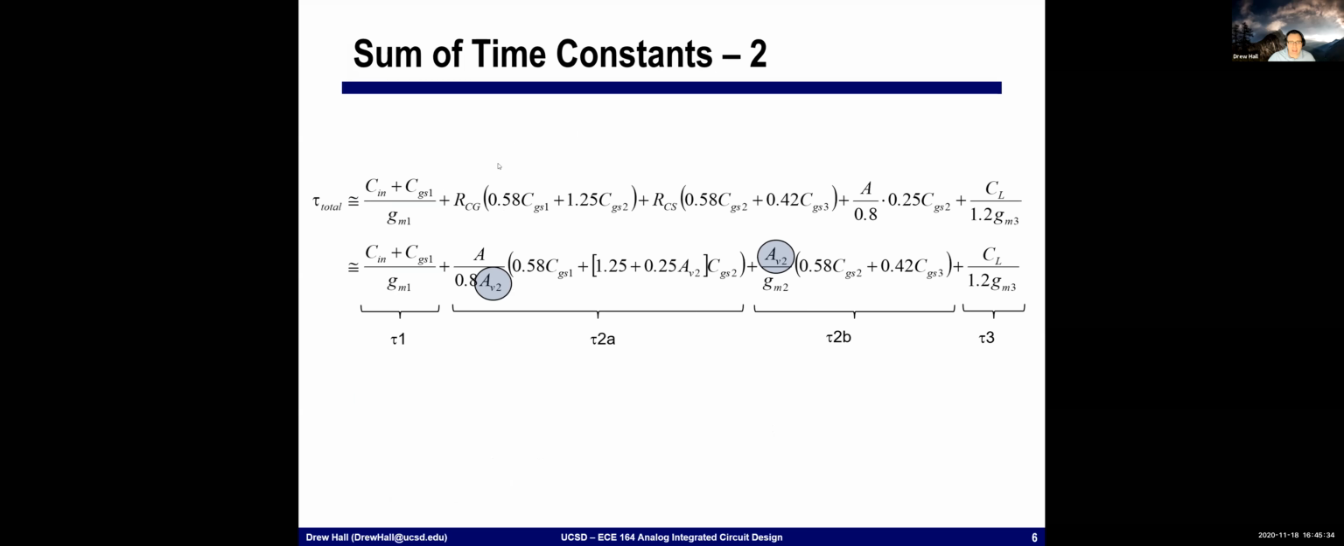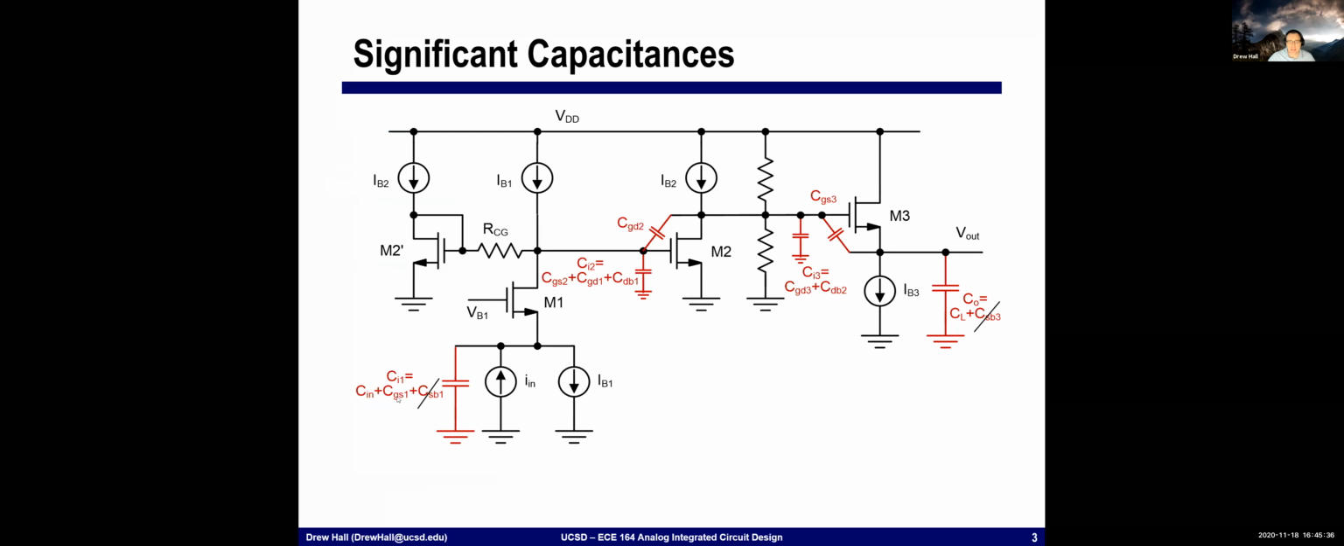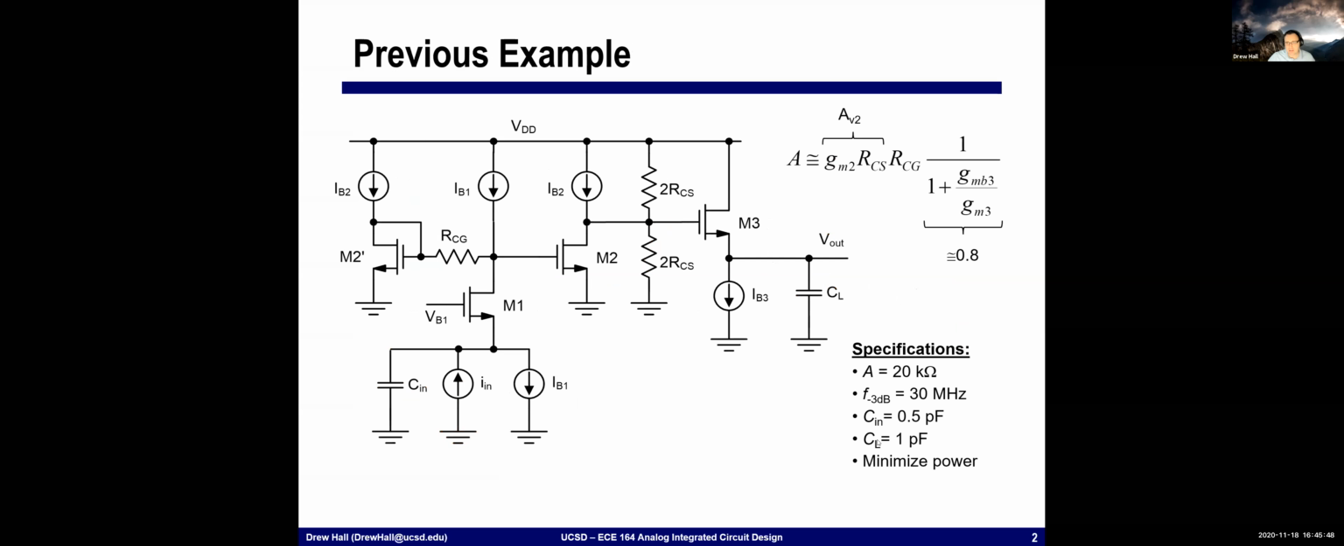In essence, what we're doing here is we're saying, I have a fixed bandwidth for this entire circuit. How much of that bandwidth do I want to give up for the time constant that's at the input? Partly this goes back to looking at our specs. Our spec at the input is that we have half a picofarad of capacitance. At the output, we have 1 picofarad of capacitance. Both of these nodes are relatively low impedance in the sense that we're looking up into the source of M3 and into the source of M1.